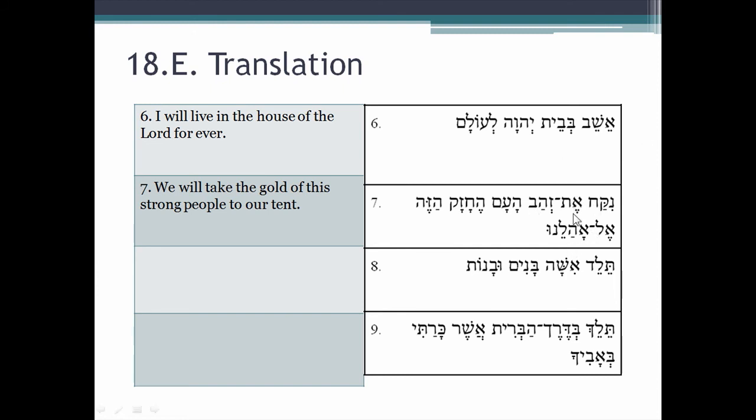So we will take, here's our direct object marker. We have the gold of this strong people. So now look at this. Here's a direct object marker. Here's gold. There's a noun, noun, gold of the people, gold of the people. We have noun, noun, think construct. Whenever you have two nouns together, you're going to be thinking construct relationship. And the second noun in this construct relationship is definite. It has a definite article. So it's the gold of the people.